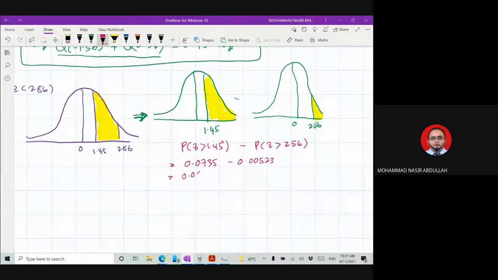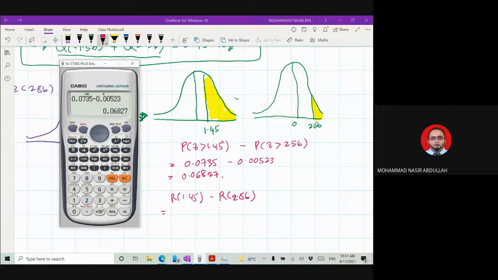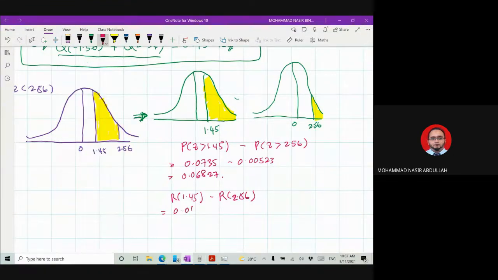0.06827. If you are using calculator, R 1.45 minus R 2.56. This is to confirm back whether your working is correct or not. So R is 3, 1.45 minus R 2.56, 0.06829. The same thing. So the calculator calculates more accurately compared to the statistical table.